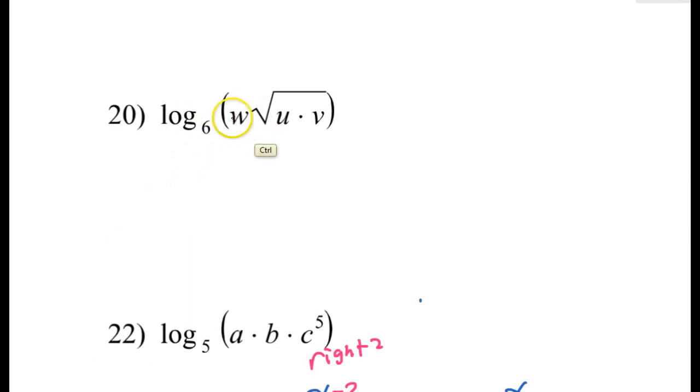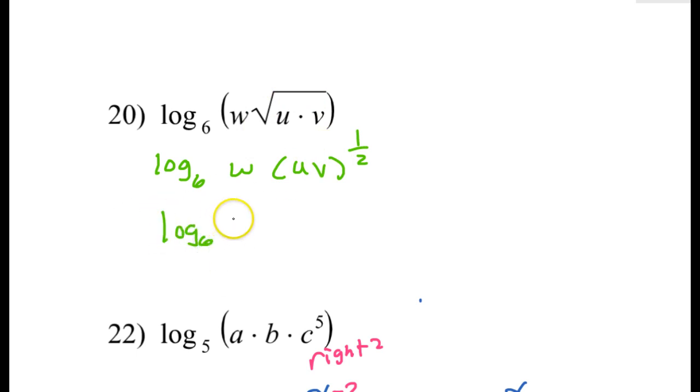For number 20, let's deal with the square root first. Understand that this is the same thing as w times uv to the 1/2 power. Square root is the same thing as 1/2 power. And then this would be the same thing as the log of w times u to the 1/2 power times v to the 1/2 power. Just went ahead and raised each one of these things to the 1/2 power.